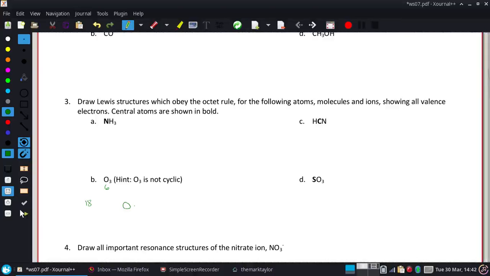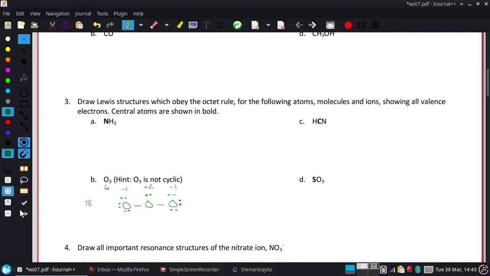And since it's not cyclic, I'll arrange them in a straight line. 2, 4, 6, 8, 10, 12, 14, 16. The remaining 2 must be there. Alright, but if I check my formal charges right now, I'd see that this is a -1 and this is a -1, and that center one is really bad because it's 6 minus 1, 2, 3, 4, so +2.